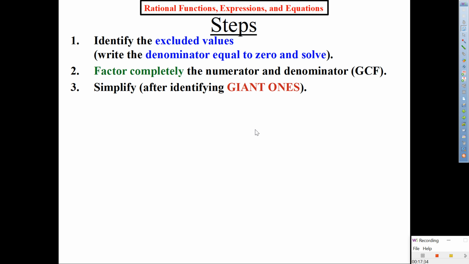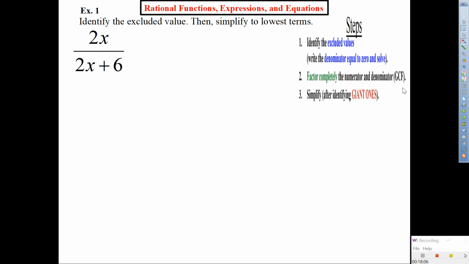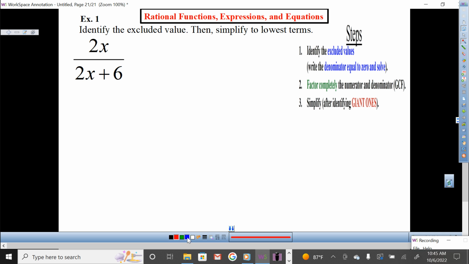Example number 1. Don't copy this yet. Look up to the screen. It says, identify the excluded value. Period. That means they want us to do something there first. So watch. This is one thing that they're asking you to do. For some problems, they're going to give you that and just ask you to do that. Okay. And what do I do for that, Mr. Hugh? That's step 1.